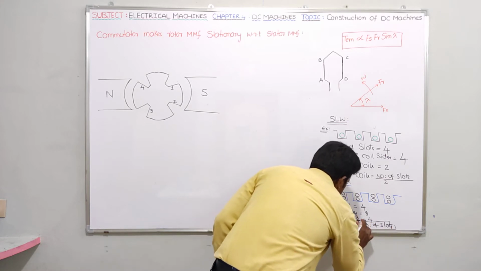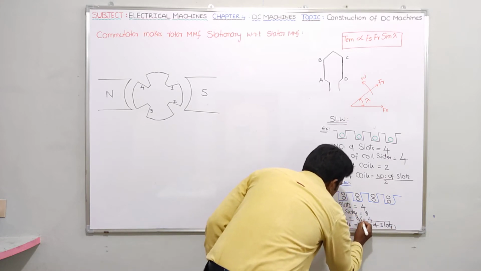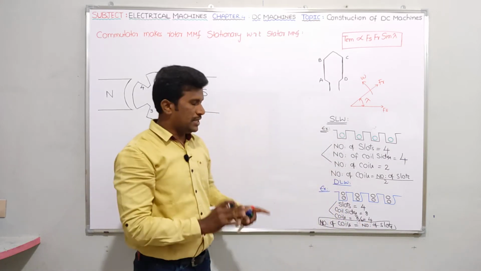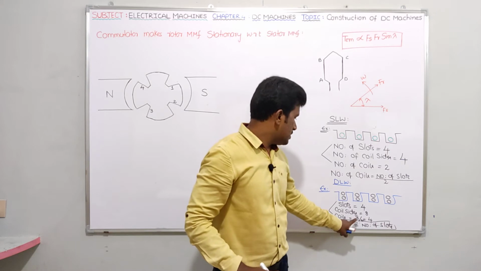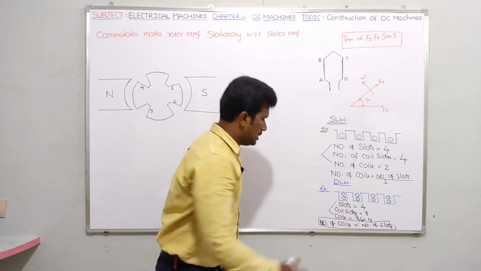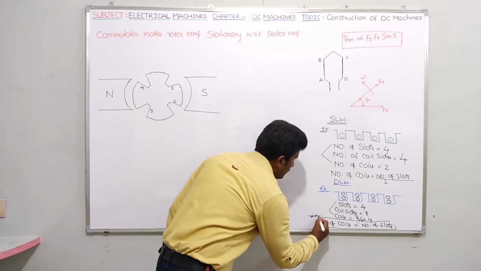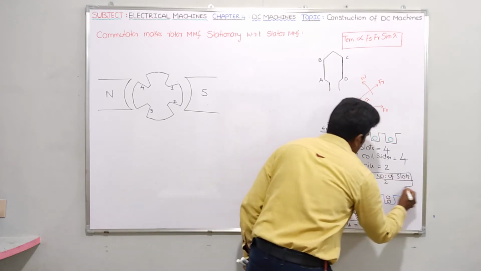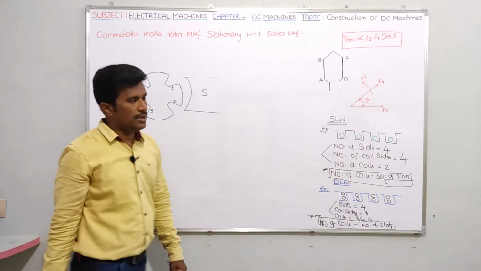This we already explained in synchronous machine; I just repeated it. So here coils equals 8 by 2, which is 4. Number of coils is equal to number of slots, this is the relation for double layer winding, and this is the relation for single layer winding. Is it clear, guys?